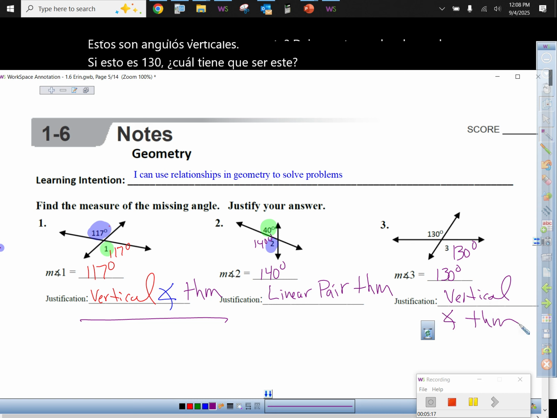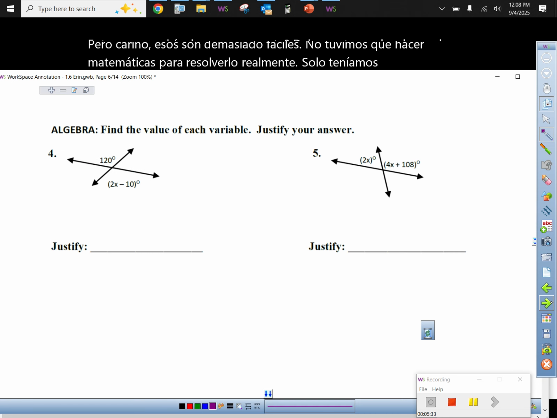Just don't abbreviate the word vertical. Vertical angle theorem. But baby, those are way too easy. We had to do no math to really figure that out. We just had to recognize. So let's get a little more interesting.